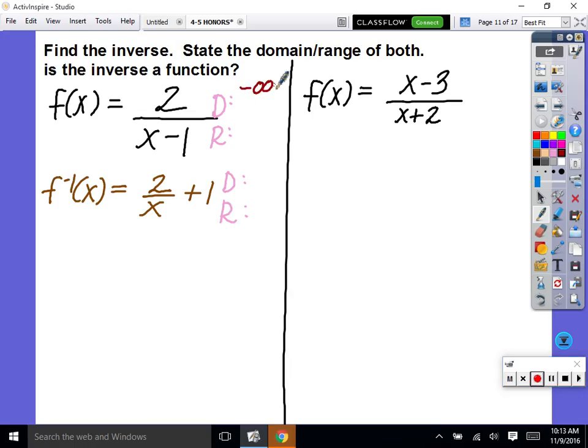So negative infinity up to 1, parenthesis, parenthesis, and then 1 to infinity. So that'll be our range here. Yeah, union, I just couldn't fit it. And then union, 1 to infinity. And then the domain on this one would be negative infinity up to 0, union, 0 to infinity. Is everybody good with that? So then that's our range here.